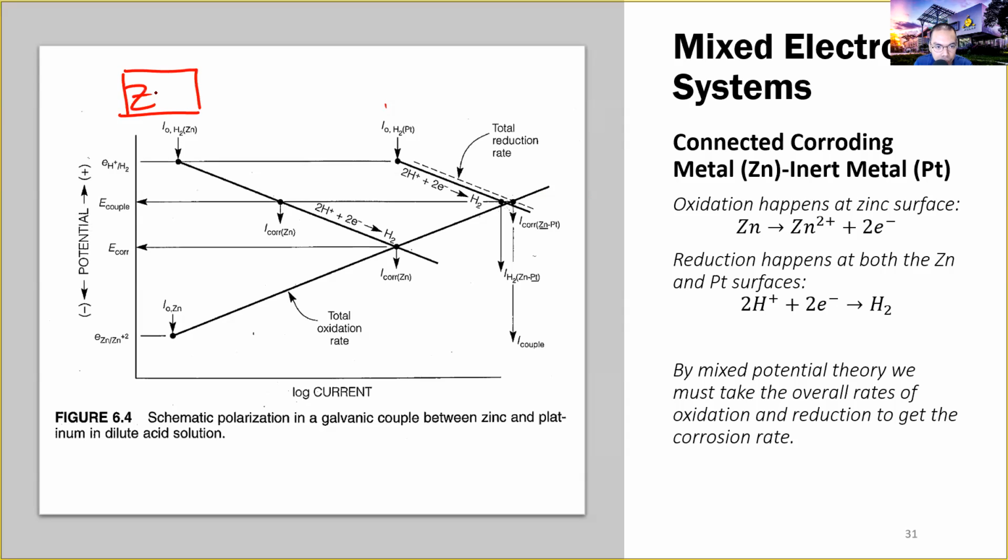Meron tayong zinc dito. Then meron kang platinum dito. Let's say this is at an acidic environment. So we have H plus ions here. So makita natin that for this kind of system, ito, your oxidation would happen only at zinc.